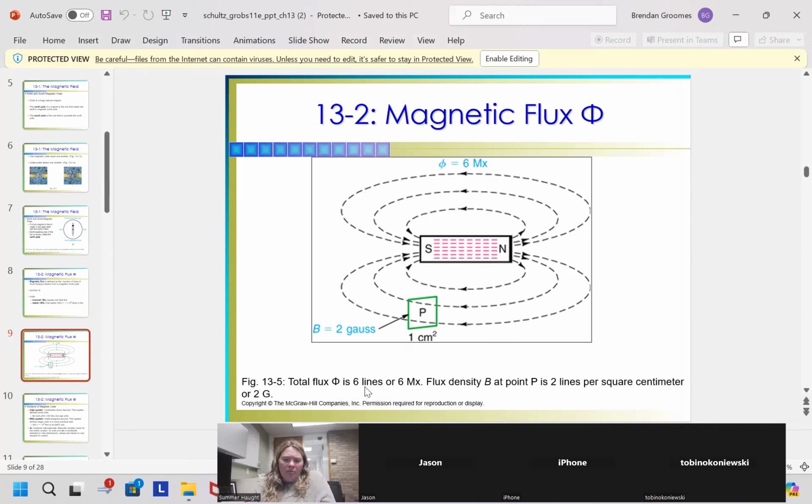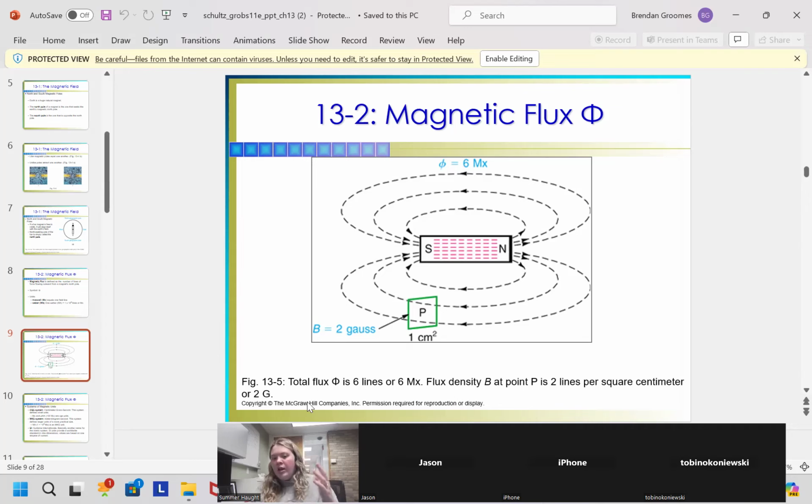In terms of flux density, we can also technically calculate that. In this slide, they don't give us a legend that shows the scale, but essentially, again, the distance, or how close those lines are, determines the density. So the closer those lines are, the more flux density you have. So this is what it's saying when it's referring to this P here. It says flux density B at point P is 2 lines per square centimeter, or 2G.